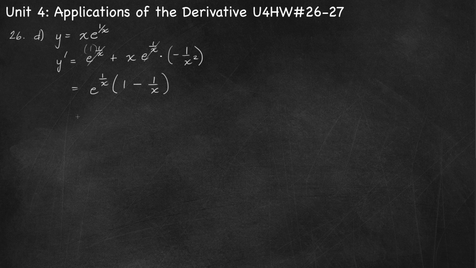So I'm going to let my derivative equal 0, and then set each factor equal to 0. So e to the 1 over x equals 0 has no solution. Think about the graph of e to the x. The graph of e to the x looks like so. It's always positive. e raised to any power whatsoever is going to give you a positive value. So there's no solution to this part of our equation.